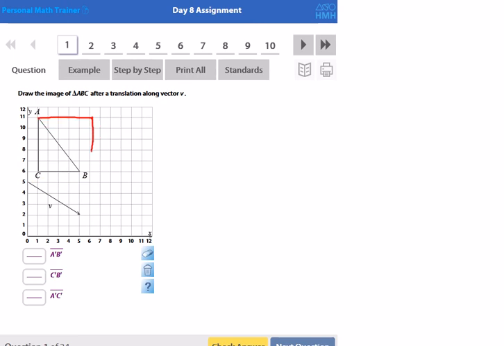If I were to do that with the A, that would put me here at 6, 8. If I were to do that with the B, that would put me at 10, 3. And then we'll do the same thing with the C, which will put us at 6, 3. In each case, each point is 5 units to the right and 3 units below where it started.